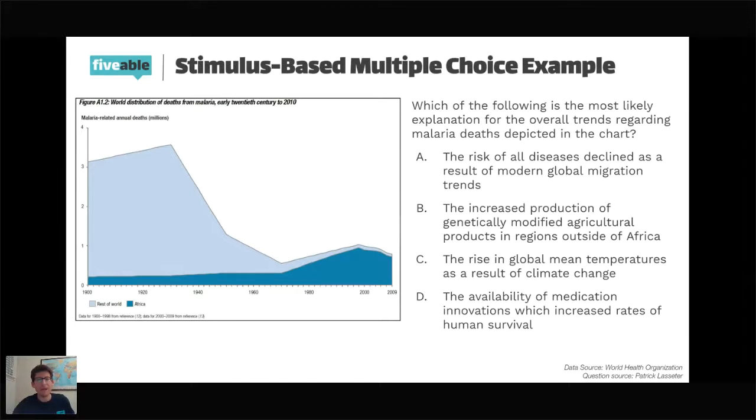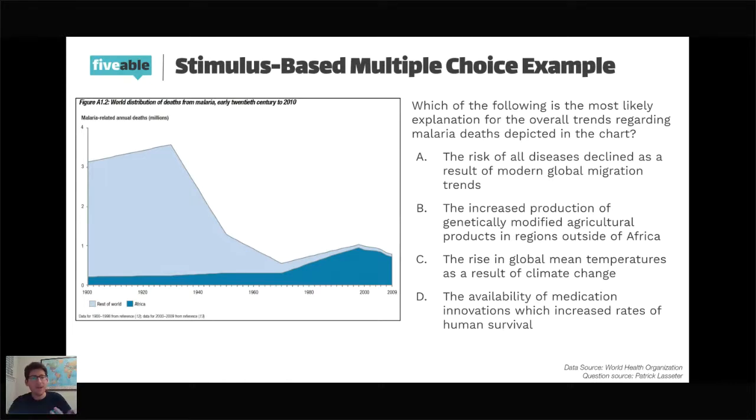The availability of medical innovation to increase the rate of survival. And D here is our best answer, because we see medication that treats and prevents malaria, medical innovations that can prevent malaria. And so generally throughout the world, because of those innovations in medicine in the 20th century, we're seeing that downward trend.